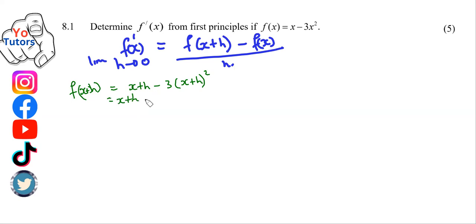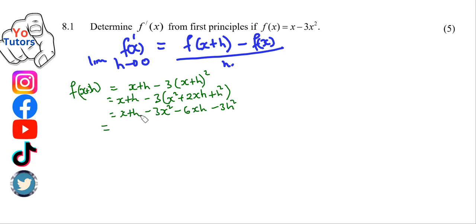There, x plus h, minus 3. Here, what are we going to have? It's x squared plus 2xh plus h squared. We put that in brackets. x plus h minus 3x squared. We are putting the 3 inside now. Minus 6xh. Then we are also putting the 3 there. Minus 3h squared. Then here we are going to group the like terms.